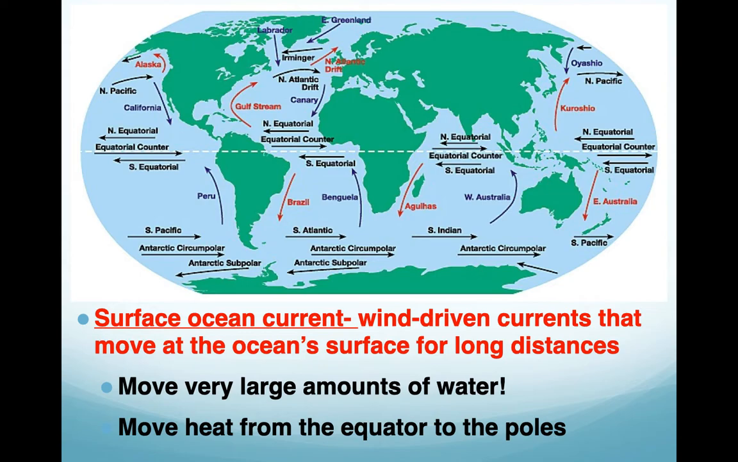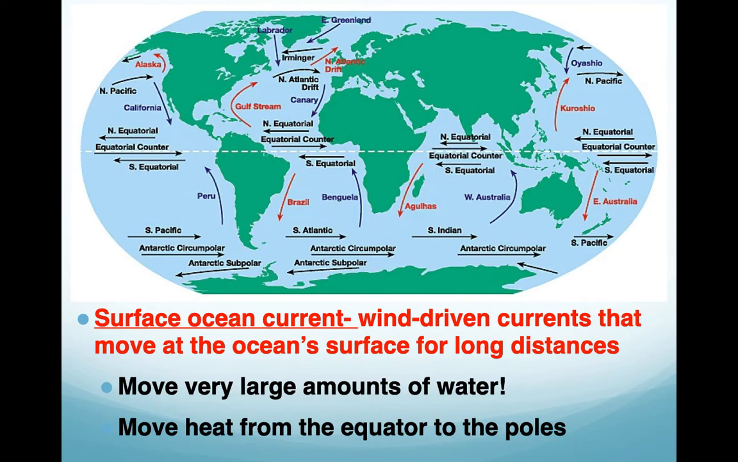So you have two different types of currents in the ocean. The first one here is what are called surface ocean currents. All of those global wind patterns that we talked about that push wind on Earth's surface also push wind on the ocean, and when they do, they cause currents on the surface of the ocean. Surface ocean currents, that's fun to say quite a few times in a row, are wind-driven currents that move at the ocean surfaces, and they move for really long distances.